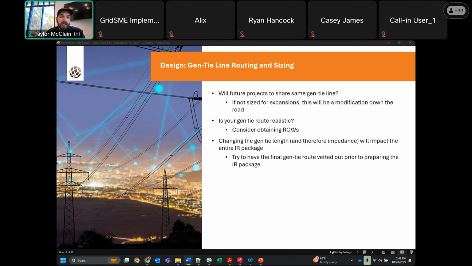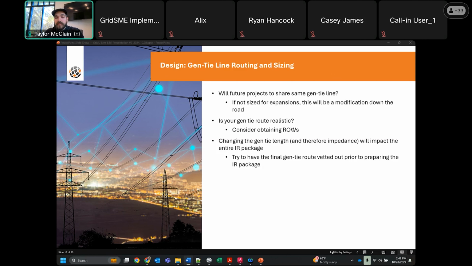So going with the gen tie, similar to what I touched on a little bit earlier, it ultimately comes down to just a handful of impedances that get plugged into the model. But if you are sitting there changing your gen tie length and route consistently throughout the process, while your consultant is trying to pin down these megawatt values and MVAR values at the POI, this can cause a lot of rework. So we recommend having your gen tie vetted out as much as possible before you even give the information to your consultant to have them start on the project.